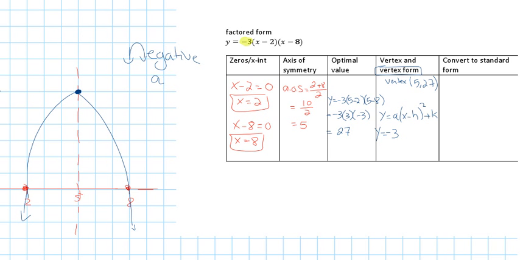If there's nothing there, it's 1, but you have to write that though. What's my h value? So it's going to be y equals -3(x minus 5) squared plus 27. Is this my vertex form?